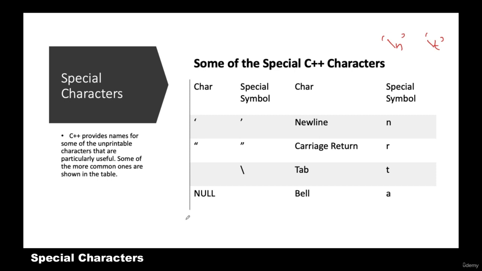Suppose I put backslash t between two letters a and b. Whenever that backslash t occurs, it will leave some tab space between the two characters. So if I put backslash t between a and b in cout, it will leave a tab space between a and b. The output will be like a, some space, b.